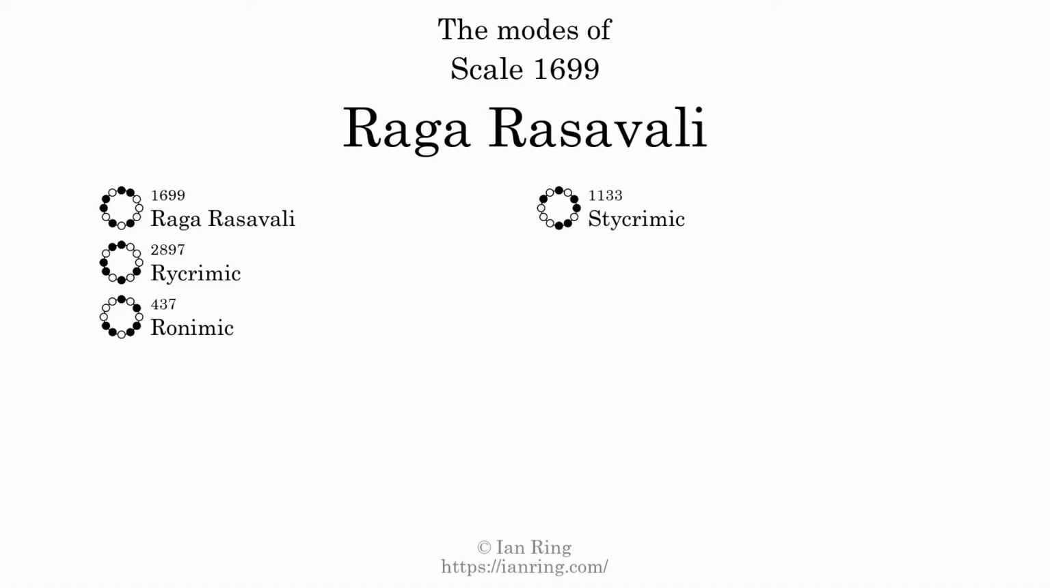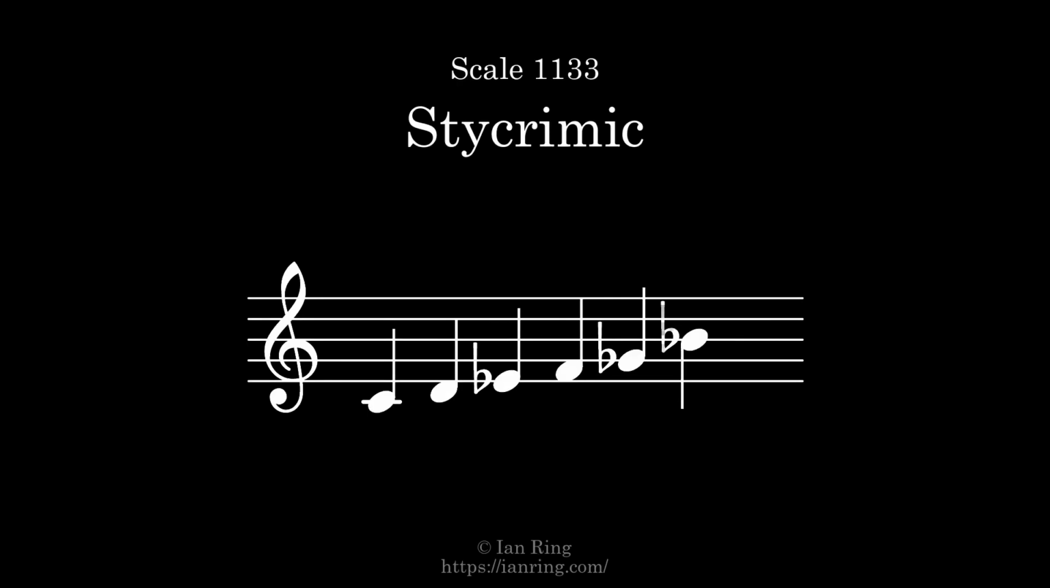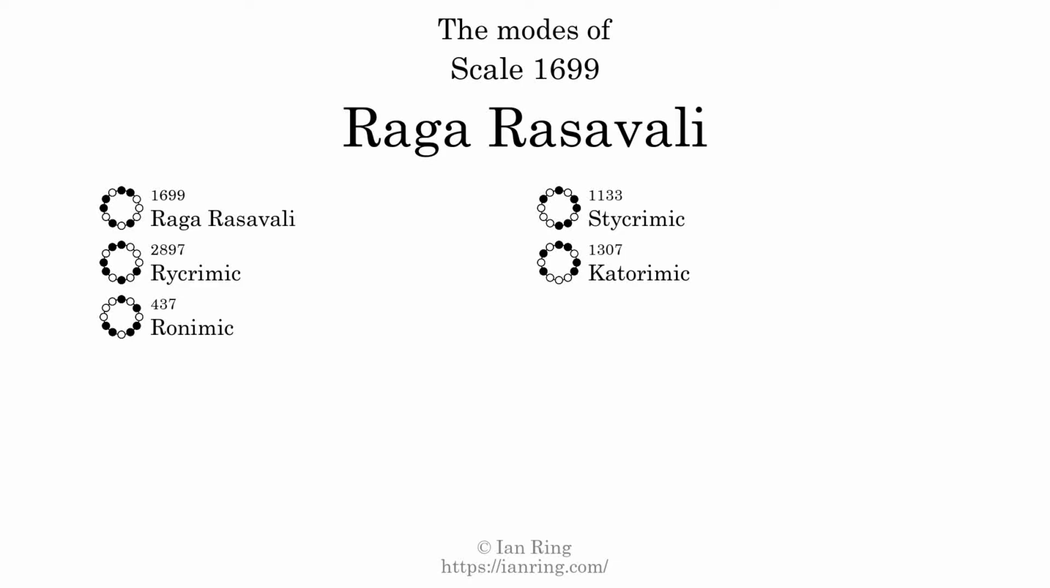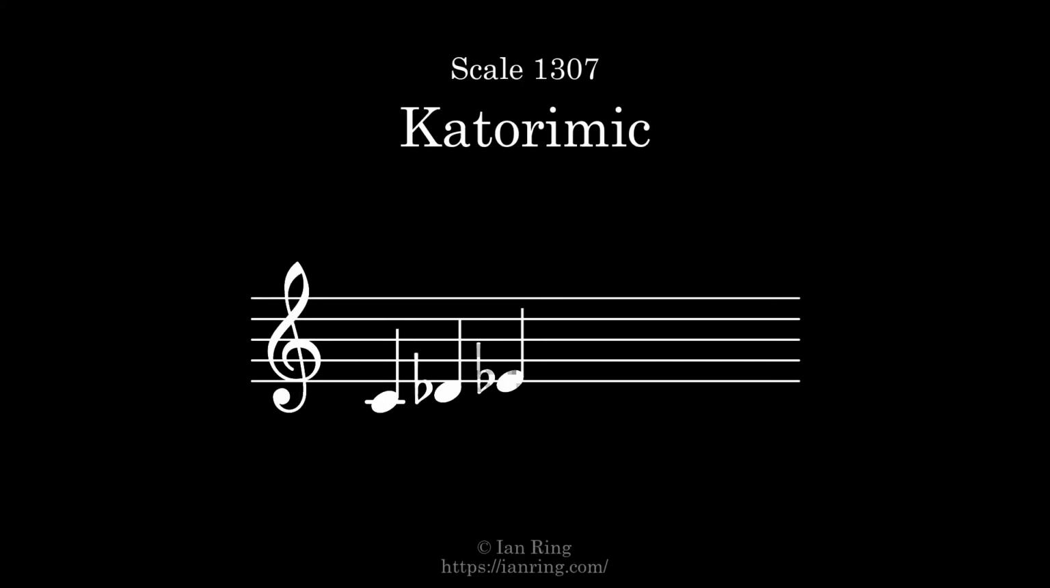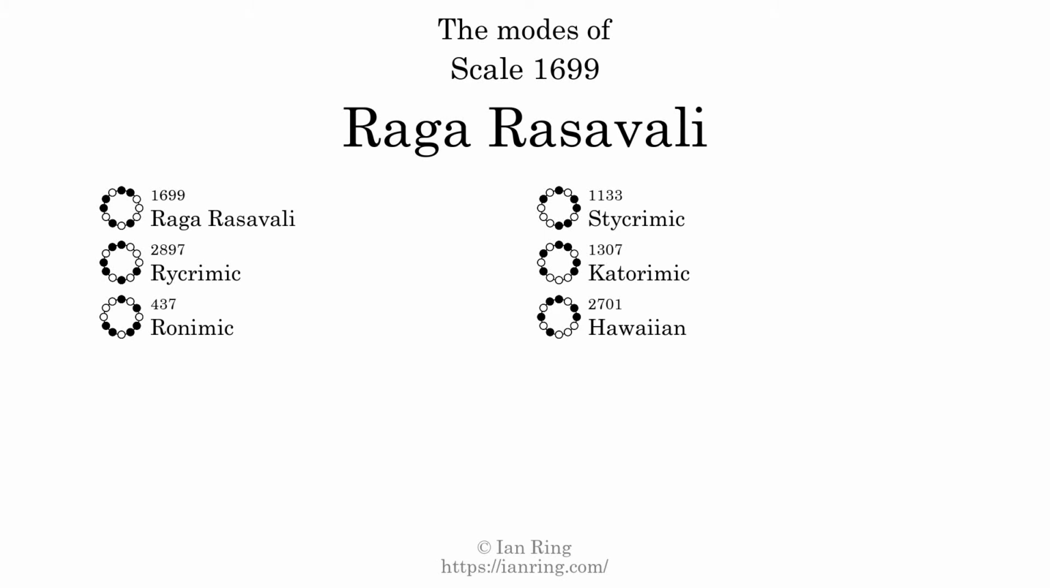The fourth mode is scale 1133, also known as stichromic. It sounds like this. The fifth mode is scale 1307, also known as catarrhythmic. It sounds like this. The sixth and last mode is scale 2701, also known as Hawaiian. It sounds like this.